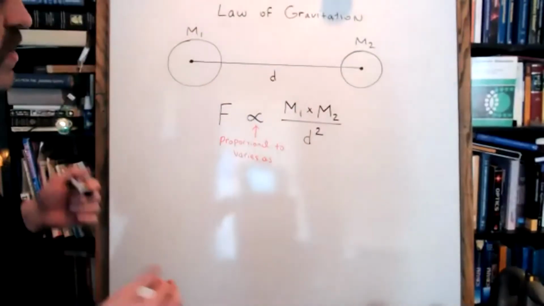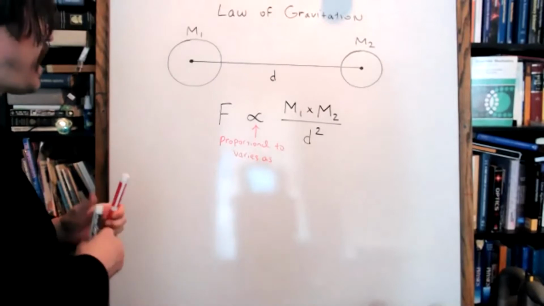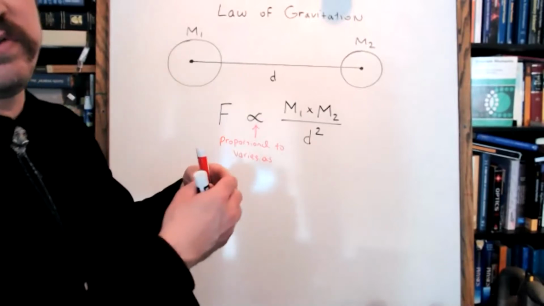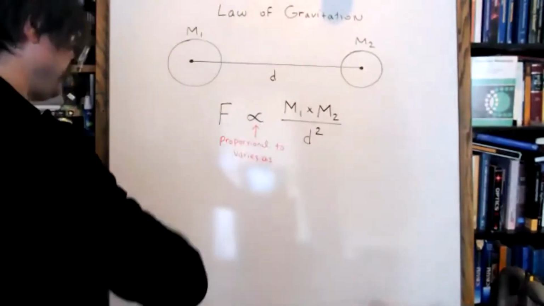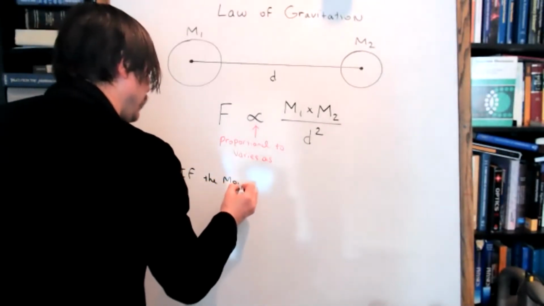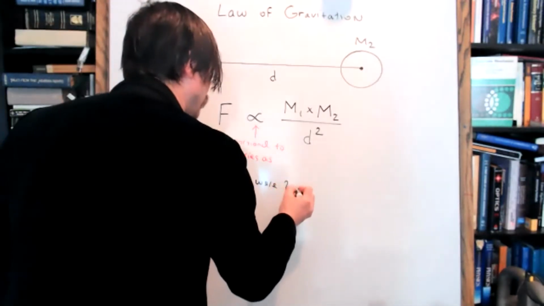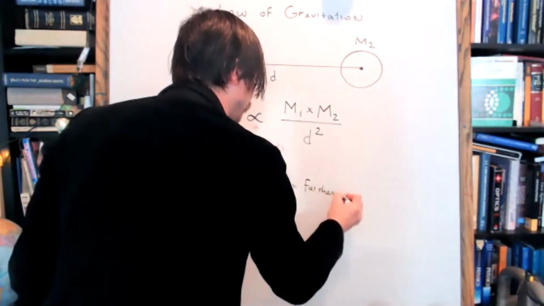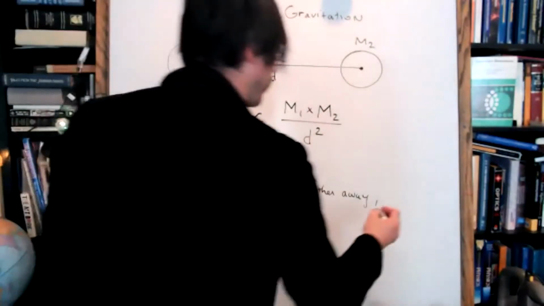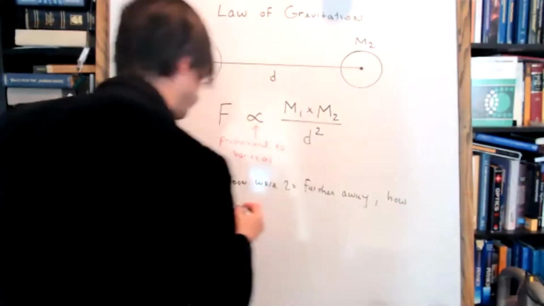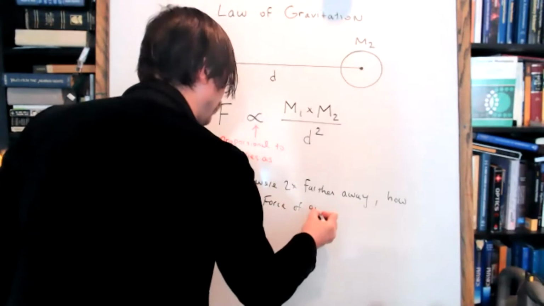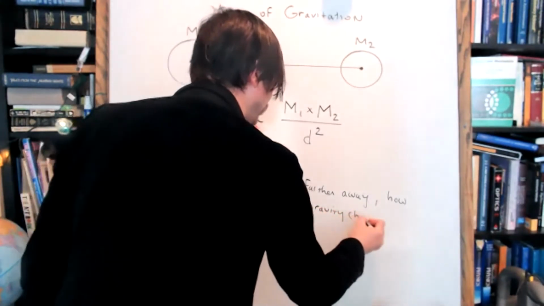Let's try it together. Suppose, for instance, I had Earth and the moon and the distance between Earth and the moon, and I could suddenly take the moon and make it 2 times farther away. So the question I want to ask is, if the moon were 2 times further away, how would the force of gravity change?